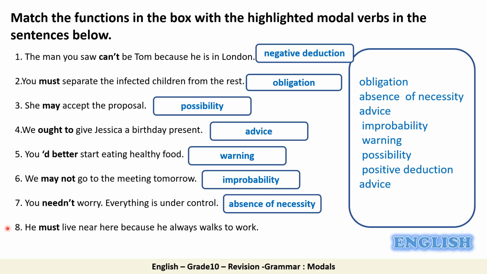8, he must live near here because he always walked to work. What does must express here? Very good. It expresses a positive deduction. I have a situation here. He always walked to work. That's why I believe that he must live near here. So it is something that I infer or deduce from the situation I observe.